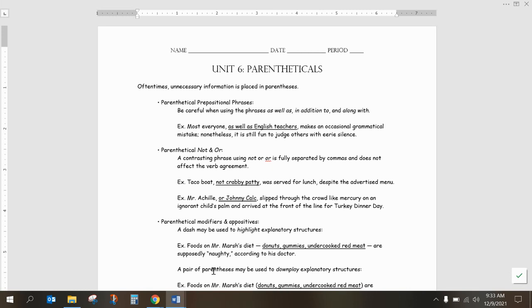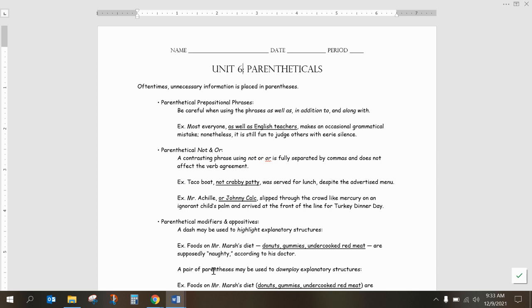Today we're going to take a look at parenthetical expressions. Parenthetical expressions basically come from the word parentheses, and oftentimes information which is not really necessary to the sentence is placed in parentheses. We do the same thing with commas. So let's take a look at some parenthetical expressions we might come across.